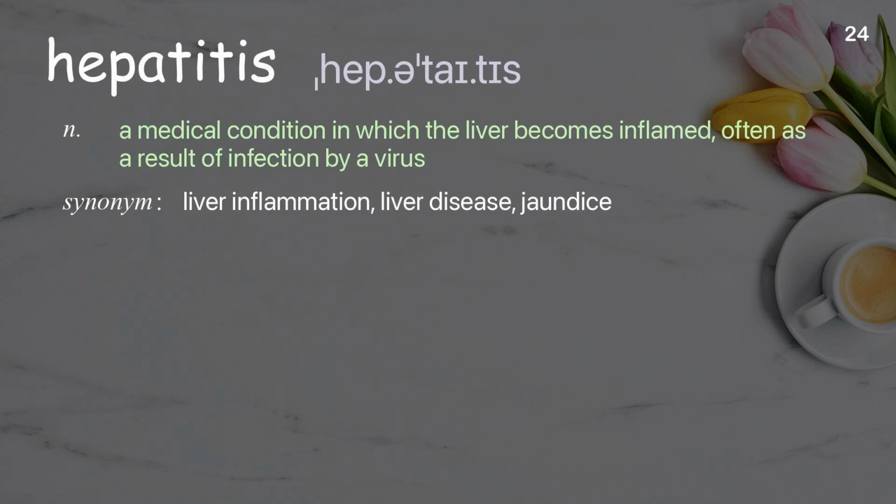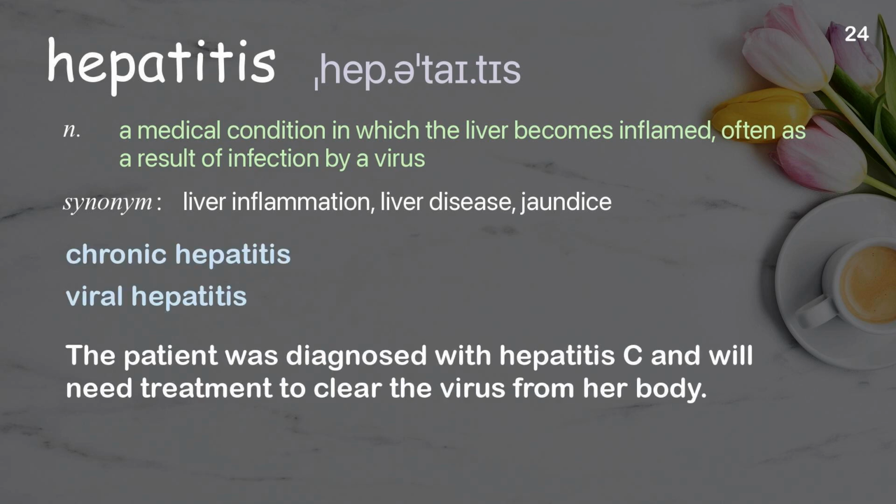Hepatitis. A medical condition in which the liver becomes inflamed, often as a result of infection by a virus. Examples: Chronic hepatitis. Viral hepatitis. The patient was diagnosed with hepatitis C and will need treatment to clear the virus from her body.